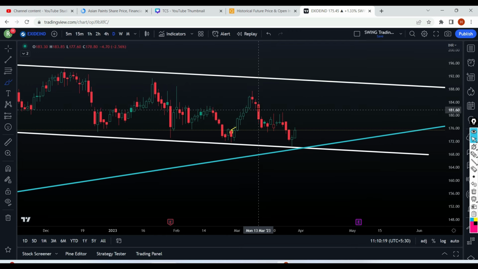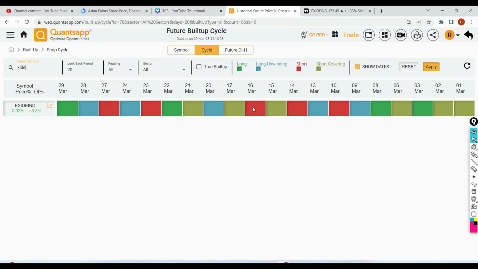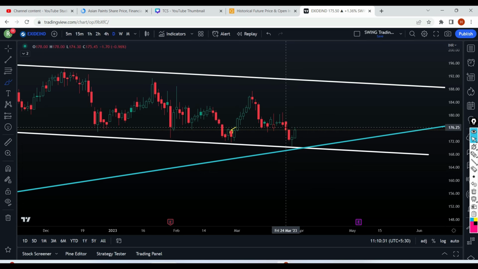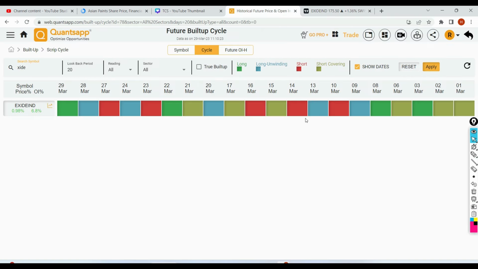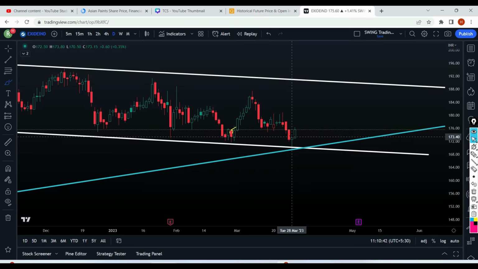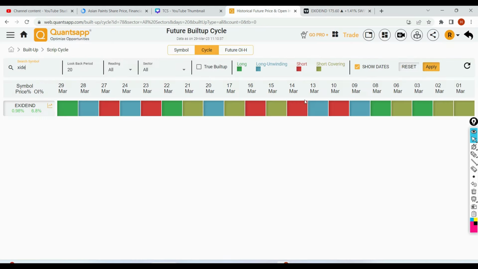Let's check March 13th. Where is March 13th? Yeah, see, check this, guys. March 13th, there was actually long unwinding, but it made such a huge move. Sorry, this is March 24? Let me check. I get confused. This is 13th March, my bad. Okay, 13th March, there was a long unwinding.